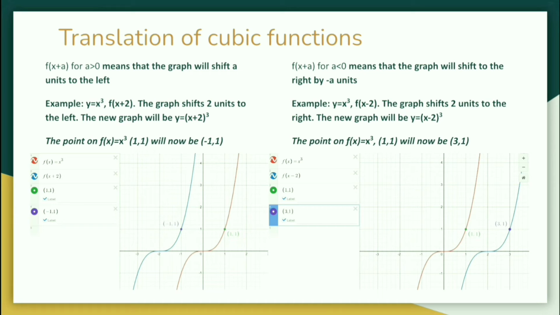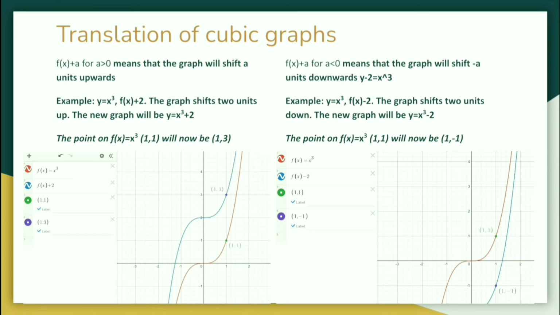For f(x + a), for a less than 0, the graph will shift to the right by -a units. For example, f(x - 2) means that the graph will shift 2 units to the right, and the new graph will be y = (x - 2)³, and the point (1, 1) will be (3, 1).